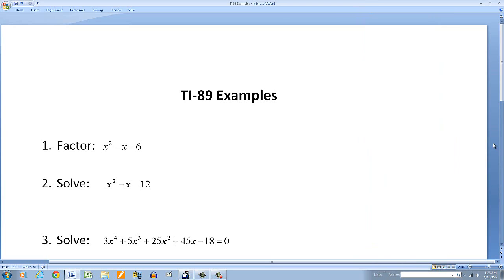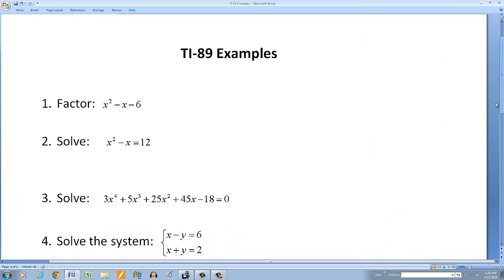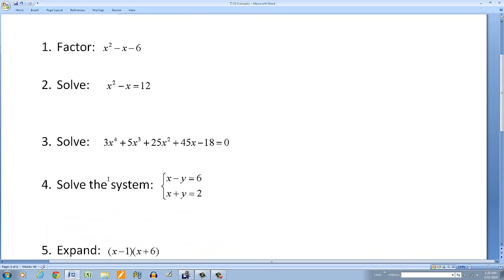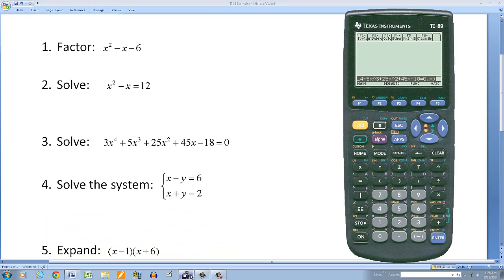Okay, let's look at the next one. Here I have a system. Solve the system: x minus y is equal to 6, x plus y is equal to 2. F2, number 1 will work on this one. And I'm going to enter the system: x minus y equals 6.